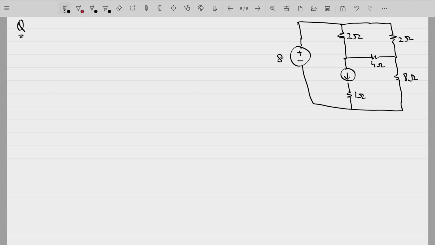This voltage source is 8 volts, and let this be mesh number 1. So current I1 is flowing here. Let this be mesh number 2. So current I2 is flowing here. This is mesh 3. Current I3 is flowing in this branch. So again you have a current source that is present.